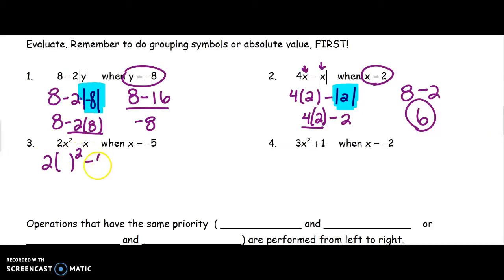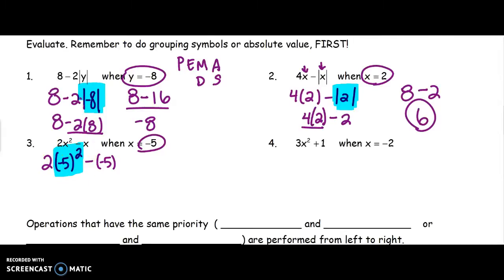Again, wherever we see an x, we're going to put parentheses. In this case, we're going to put a negative 5 in there, okay, because it says when x is negative 5. Here we have no absolute value bars, so we have to follow our order of operations. PEMDAS. Okay, no parentheses besides our negative 5. We do have exponents, so we're going to have to do the exponents, and it's whatever it's attached to.